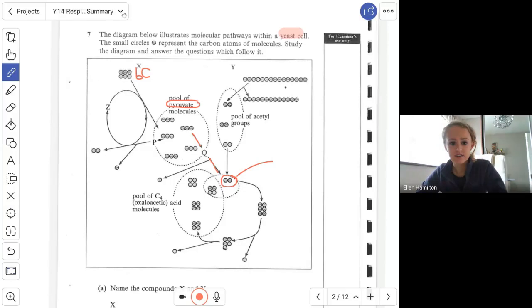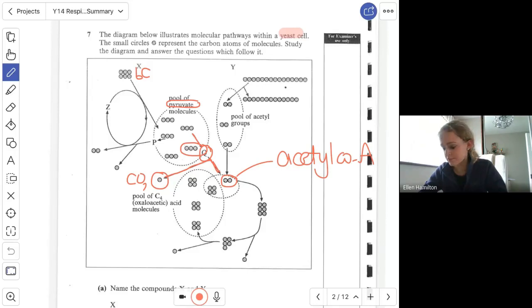So what we're saying is we've got pyruvate there going through process Q. Sorry, I've just drawn over Q there. Giving us this 2-carbon molecule. So we're going to say that's going to be acetyl coenzyme A. Now, Ellen said that it loses a carbon. So this is it losing a carbon here. So that would make carbon dioxide.